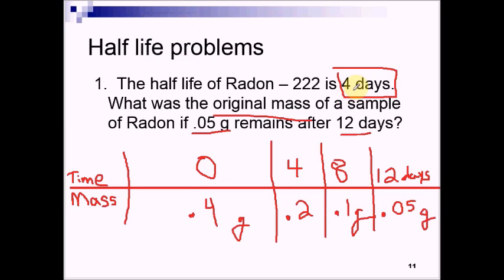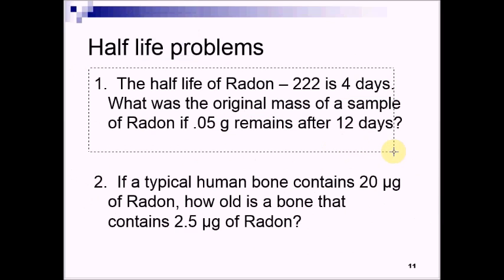And one half-life is 4 days long. Another half-life goes by, I have half of that, 0.1 grams. And that is again another 4 days long. So that's 8 days. Another half-life goes by, I've got half of that, that's 0.05 grams. Another 4 days, that's 12 days, that's where we ended up. So this was sort of working backwards, but our final answer here should be 0.4 grams. Okay, let's try number 2.